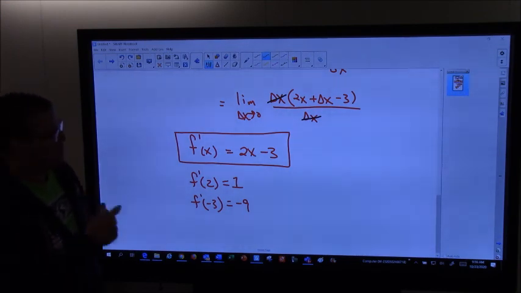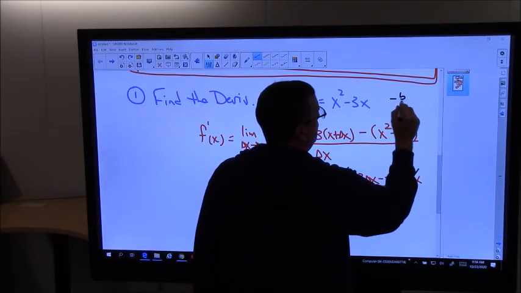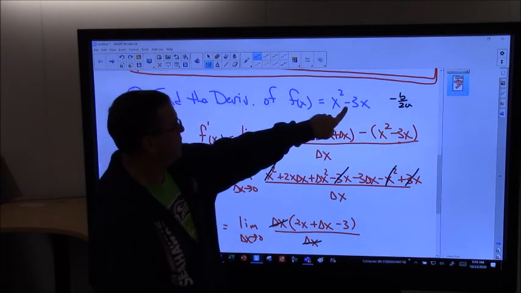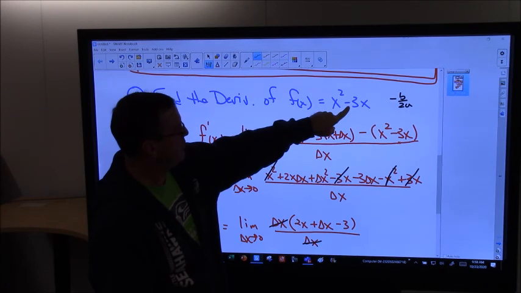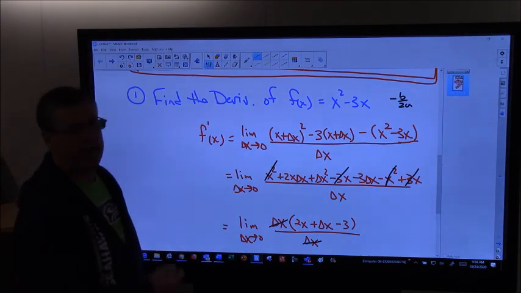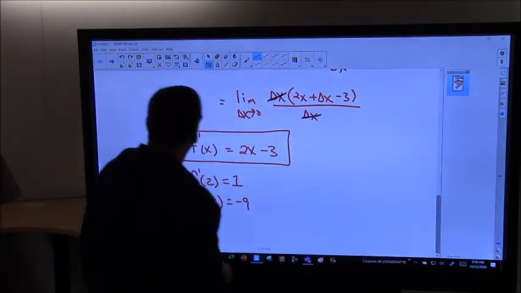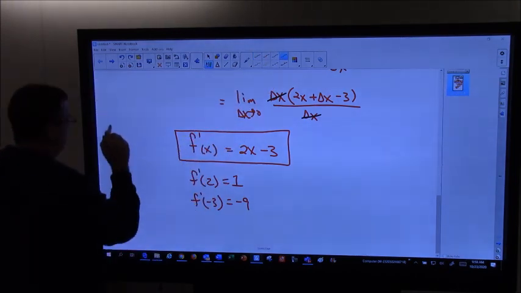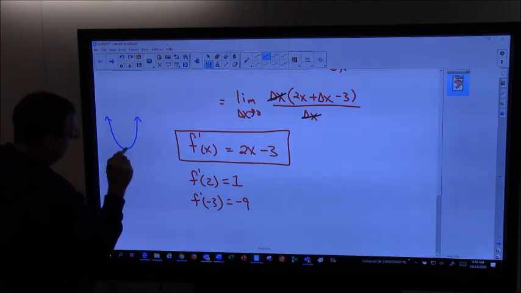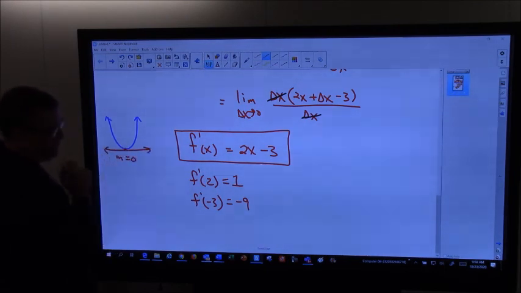Okay. Where's the vertex at? Remember how we said the vertex is at -b over 2a? We talked about that last year when we did quadratics. So if I did the opposite of this, 3, divided by 2 times 1, that means that my vertex should be at 3/2. Which means, think about the vertex of a parabola. That's right here. The tangent line would be a horizontal line. The slope should be 0.